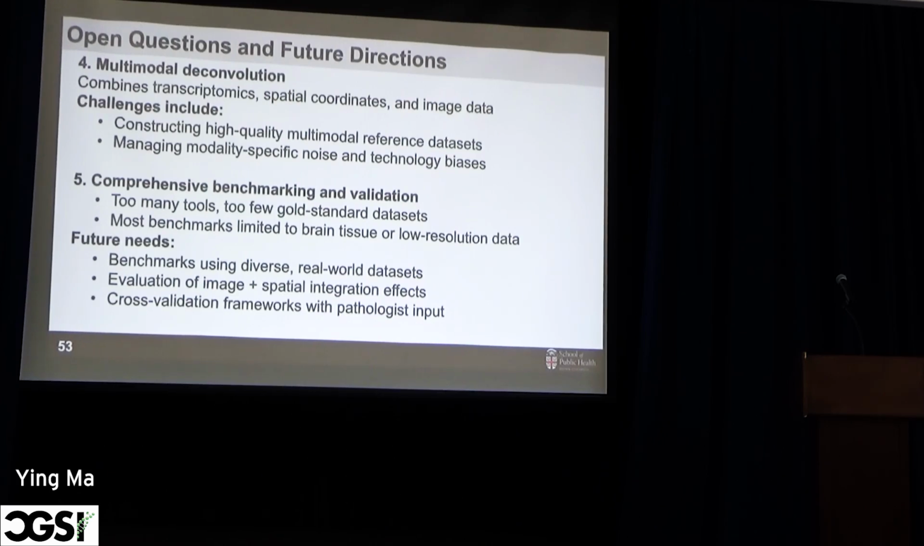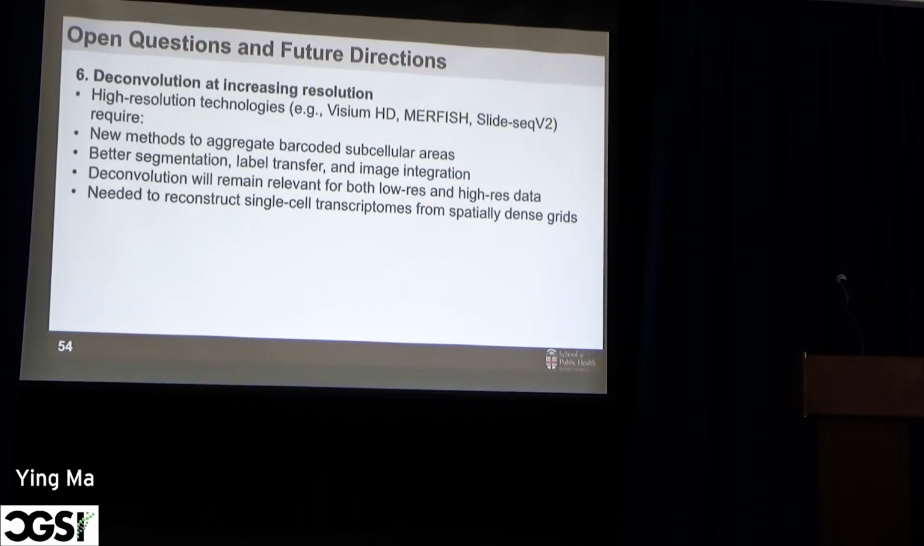The future needs benchmarks using diverse real-world data sets, evaluation of, for example, imaging-based and spatial transcriptomic integration effects, and also cross-validation frameworks with some pathologist input. Also, the field is now moving to ultra high resolution, so each location doesn't represent a mixture of cell types, but instead represents a subcellular resolution. Can we utilize these high-resolution technologies to do deconvolution? The new methods need to aggregate these barcoded subcellular areas, with better segmentation, label transfer, and image integration.